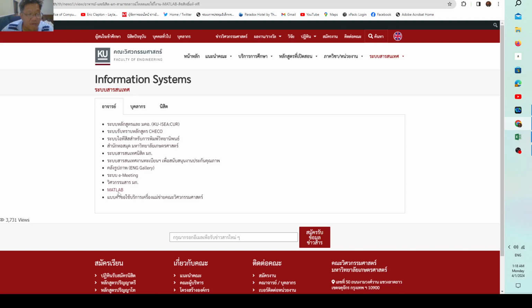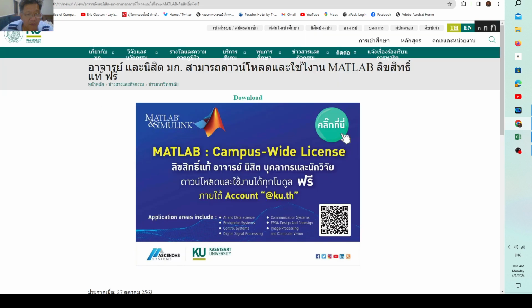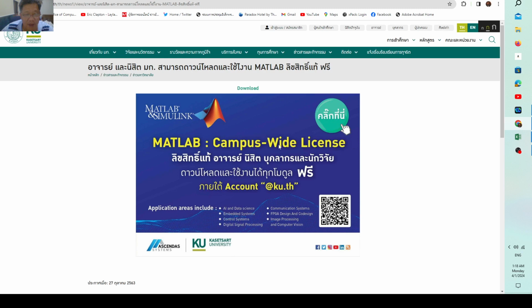If you press MATLAB, this one, if you click over here, you'll see MATLAB Campus Wide License. This is what is free. This one is free under the account that you have at ku.th, the Gmail, right? Normally. If you click over here, you go to the installation process, and by using this account that you have as a student, you should not have a problem installing MATLAB onto your computer. So see you in the next clip.